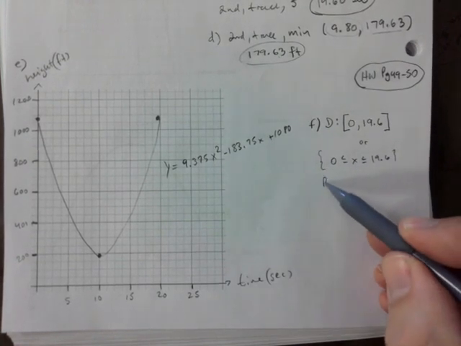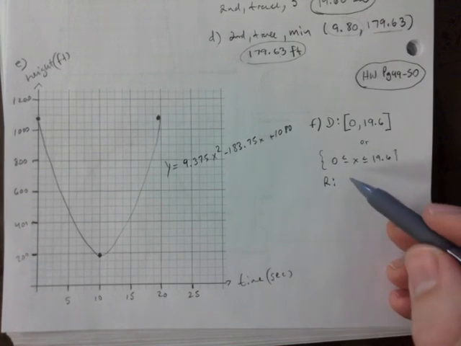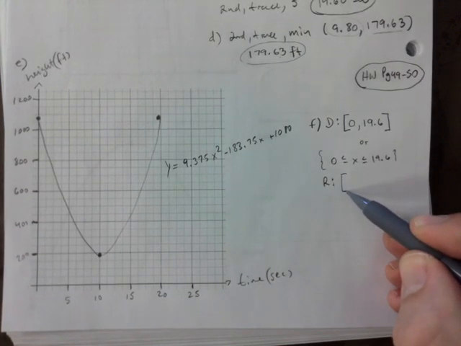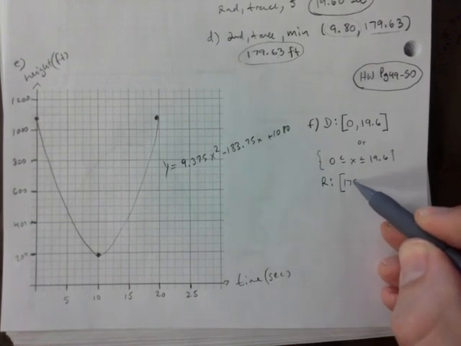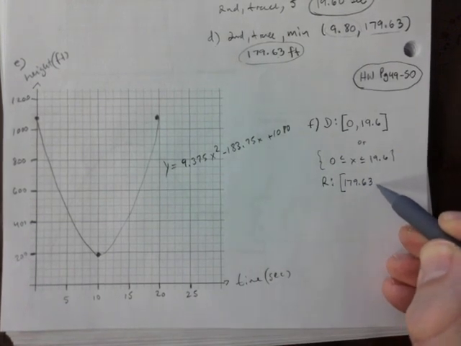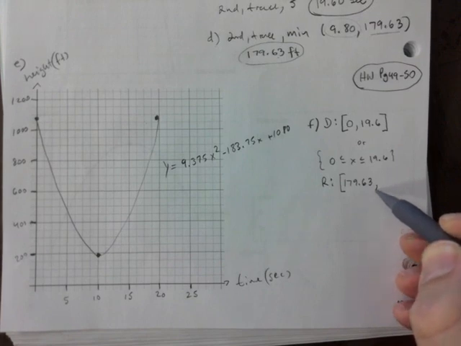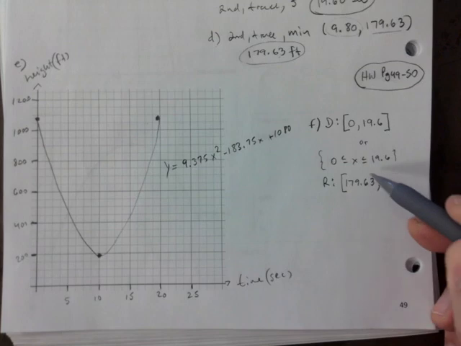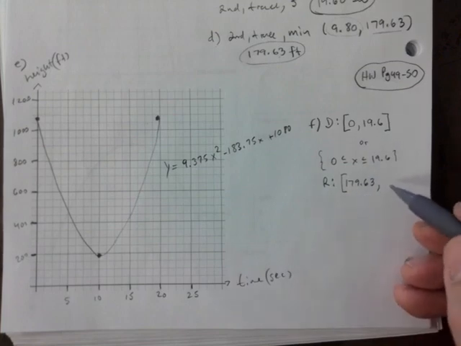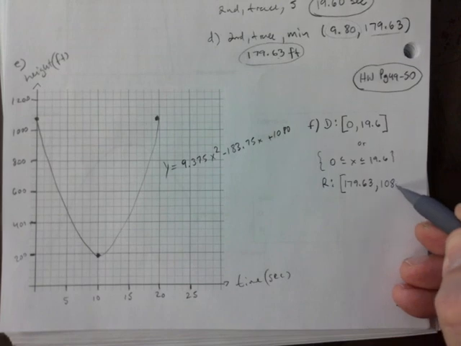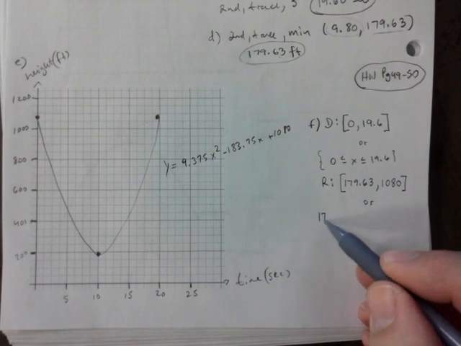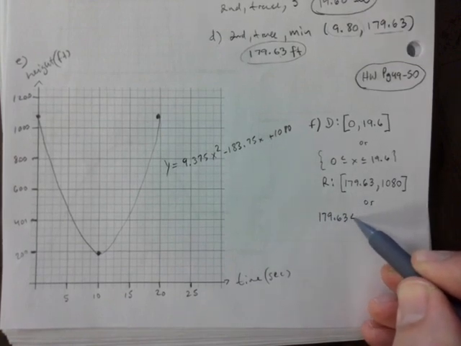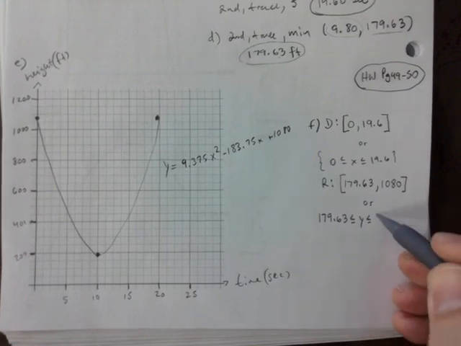And then for range, the lowest y value is reached here, at the vertex, the y value of the vertex. So that would be 179.63. You're going to do that on the AC today as well, this kind of stuff. And then the highest point based on this scenario is 1080. Or 179.63, y, 1080.